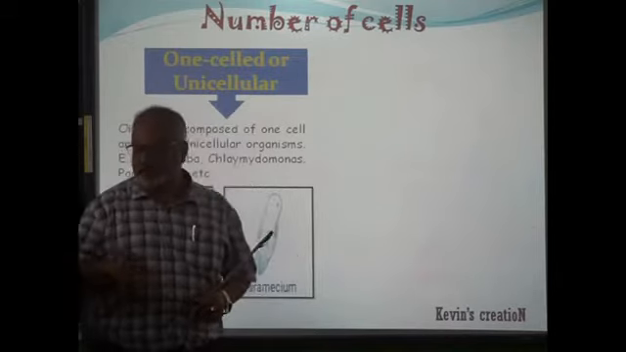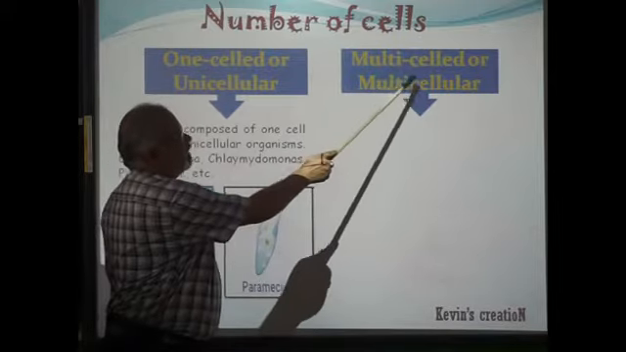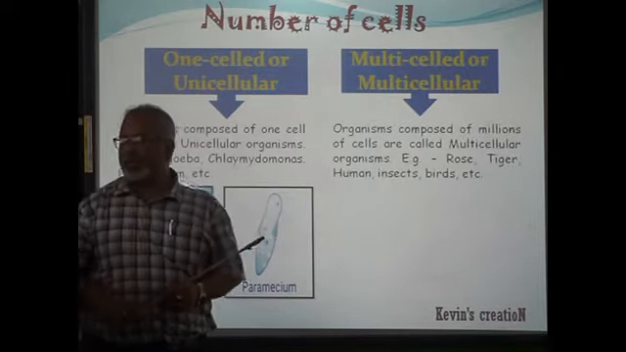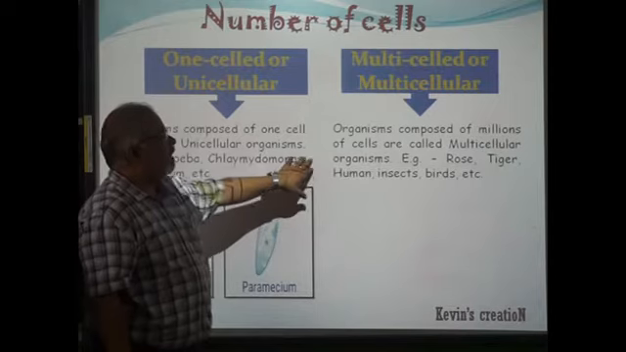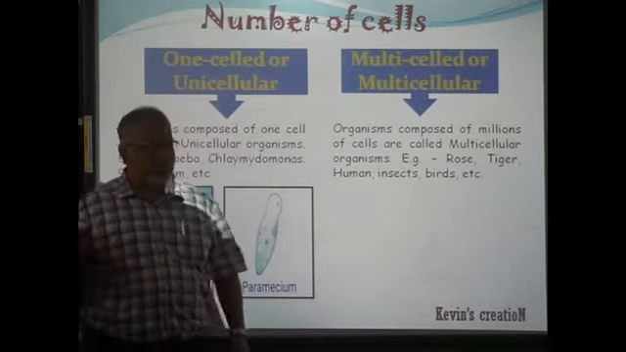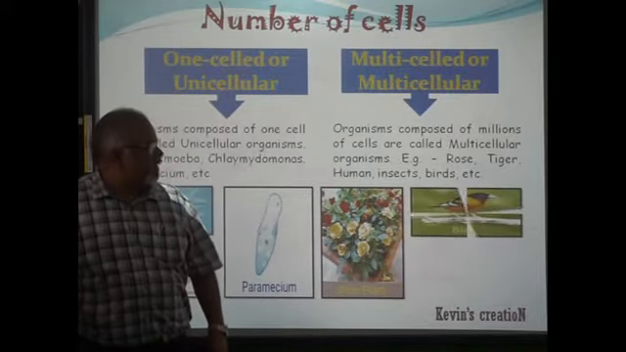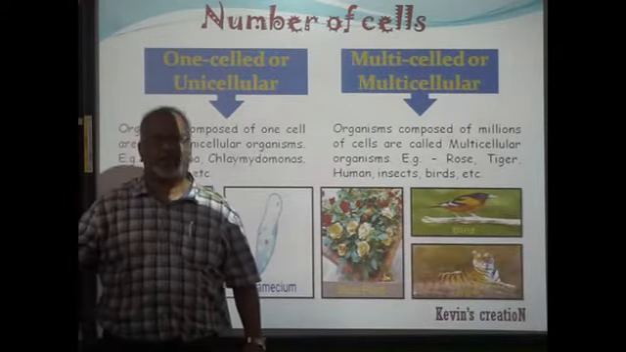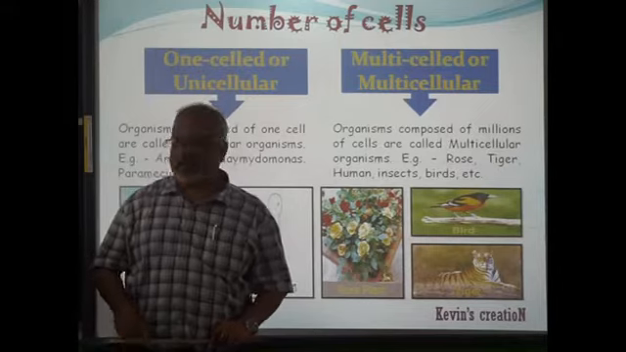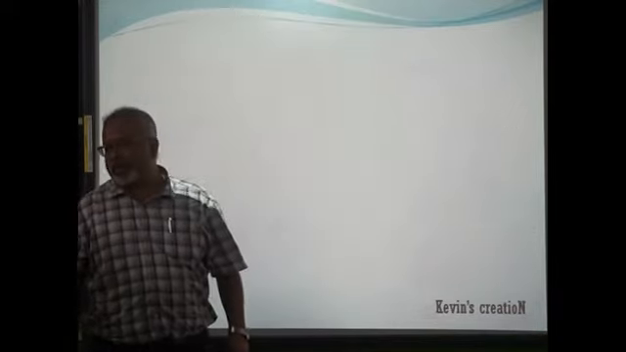Just opposite to this, if the organism is made up of many cells, we call them multicellular organisms. Organisms composed of millions of cells are called multicellular organisms, including us. Examples are any kind of plant. Here we have the rose plant, birds, tiger, human beings, insects. All these are multicellular. They are made up of millions of cells. So this was all about the number of cells in an organism.